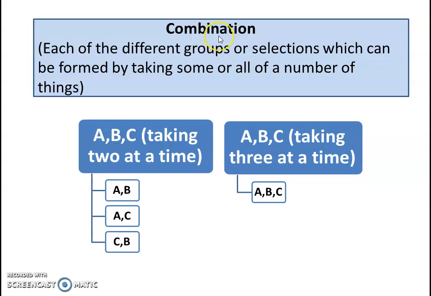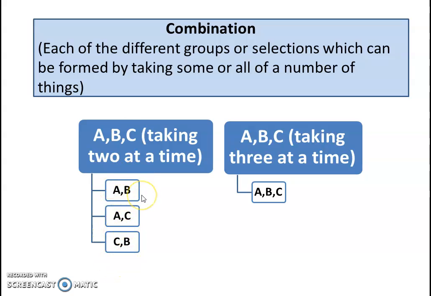Combination is all about selections that can be formed by taking some or all of a number of things. For example, here we have three letters A, B, C. We are taking two letters at a time, and after taking two letters at a time, we can make three selections. Here you can see we have AB, AC and CB. In combination, order does not matter. That's why we are not writing BA separately, CA and BC.